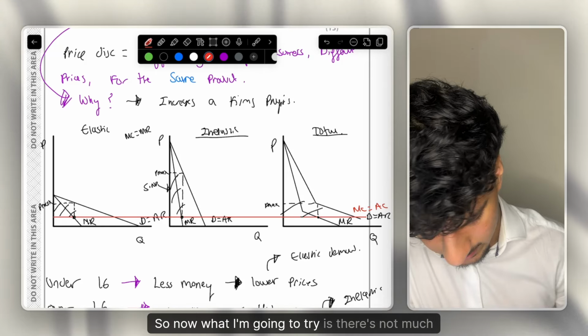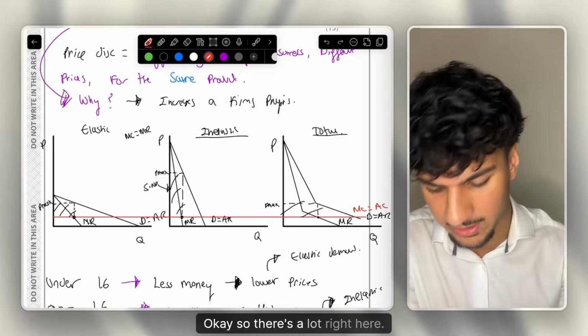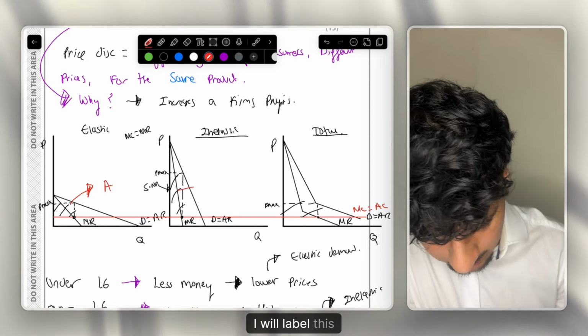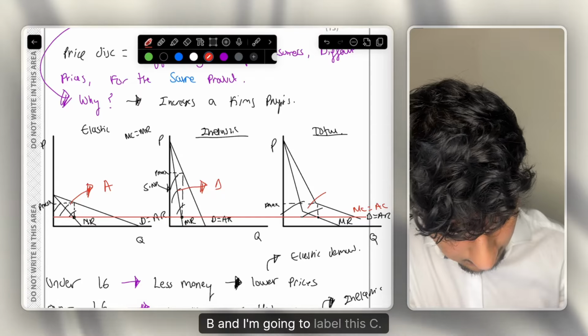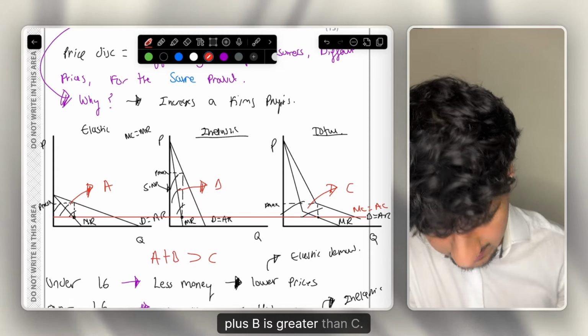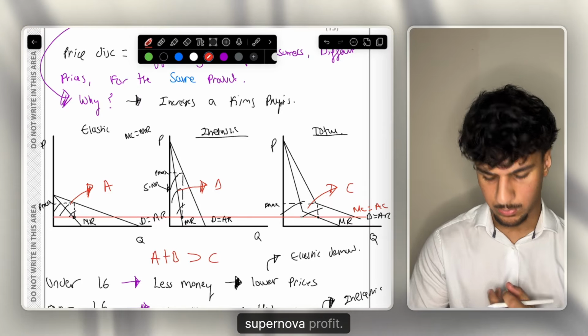Now there's not much space to write, but A plus B. Okay, there's a lot of writing here, but I'm just going to label these boxes now. I'm going to label this A, this B, and this C. So I'm going to write A plus B is greater than C. Now, what does that mean? This is talking about the respective boxes of supernormal profit.